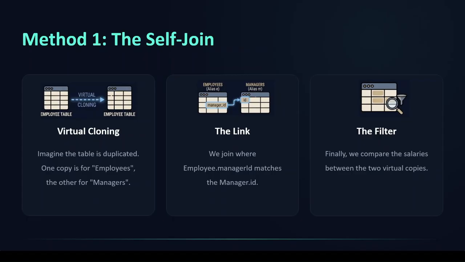Our strategy follows 3 steps. First, we virtually clone it. Second, we connect them by linking the manager ID from the employee side to the actual ID on the manager side. Third, we filter out the rows where the employee salary isn't greater than the manager's salary. Let's see what it looks like in actual SQL.